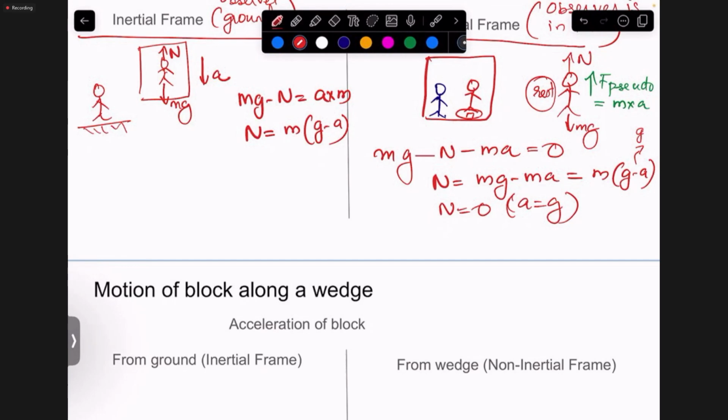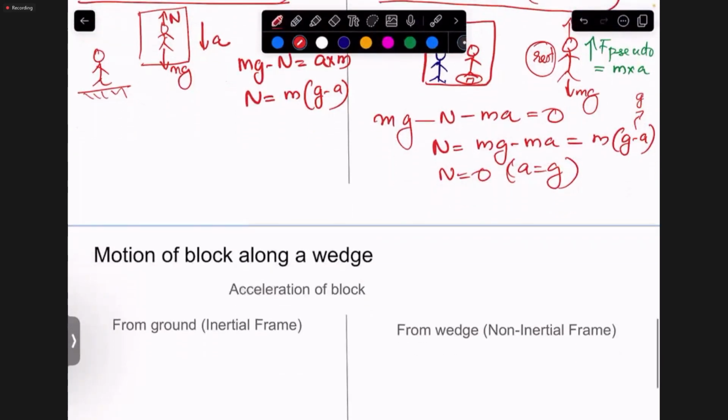So what is happening there? Both the objects are free falling. The weighing machine is also falling with the acceleration g, and the man is also falling with an acceleration g. That means they are barely touching. This man is not touching the surface of the weighing machine properly. It's not like he's floating on air.